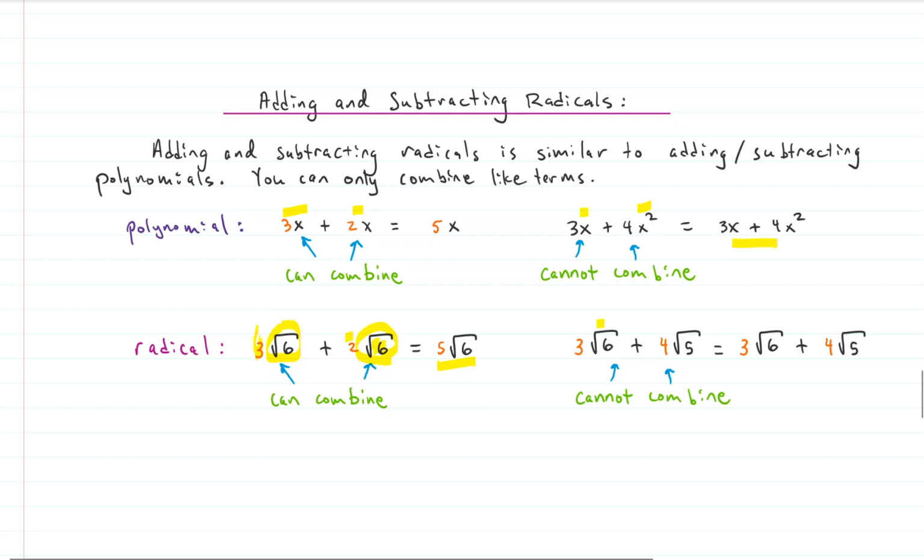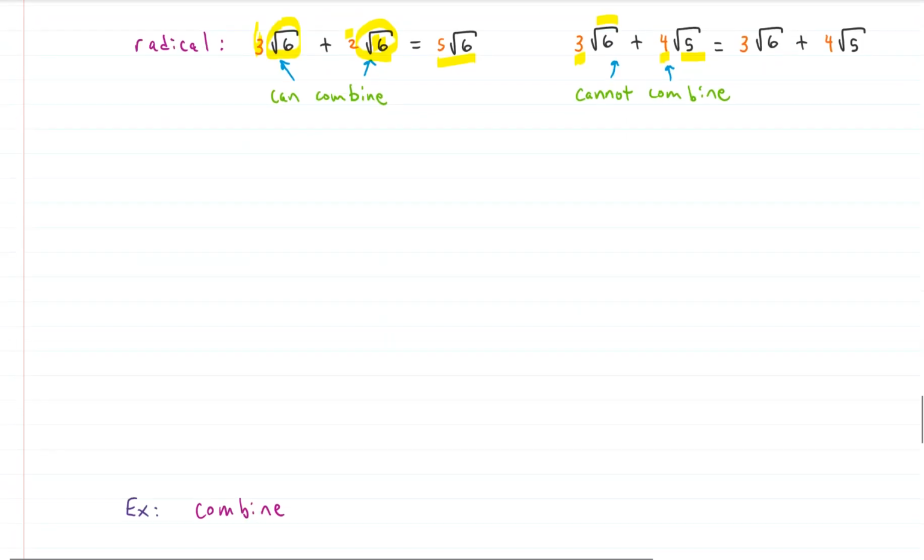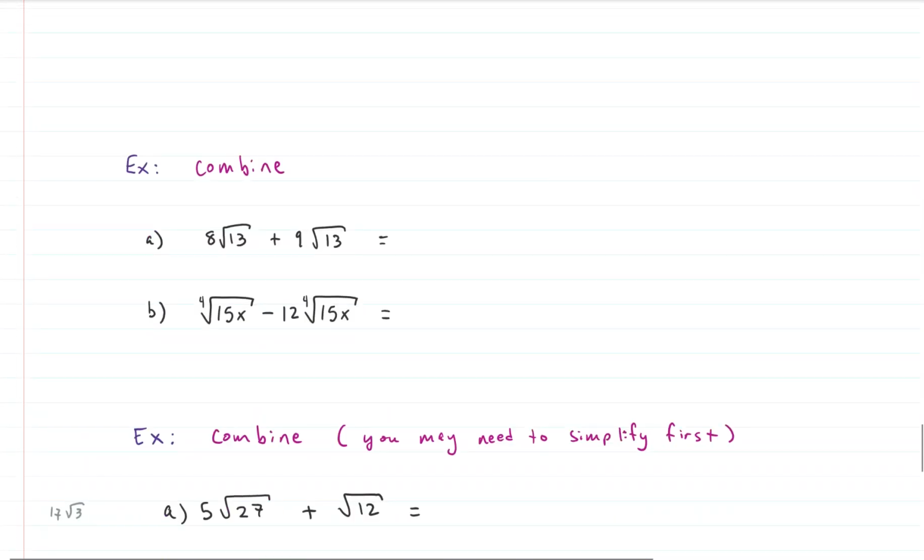So if I had the square root of 6, and I've got 3 of them, and I have over here the square root of 5, and I've got 4 of them, I can't add them together because I can't add the square root of 6 and the square root of 5. They're like apples and oranges. They're like x and y, or they're like x and x squared. They're not the same radical, so I can't add them together. They're not the same thing. So that's pretty straightforward.